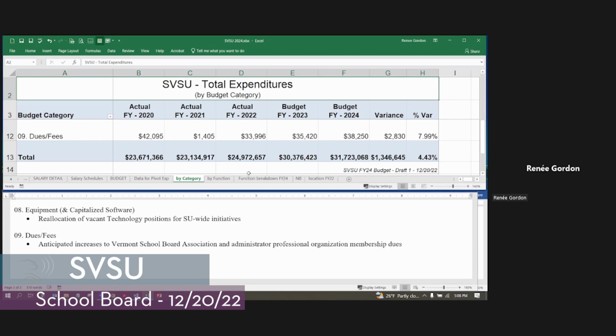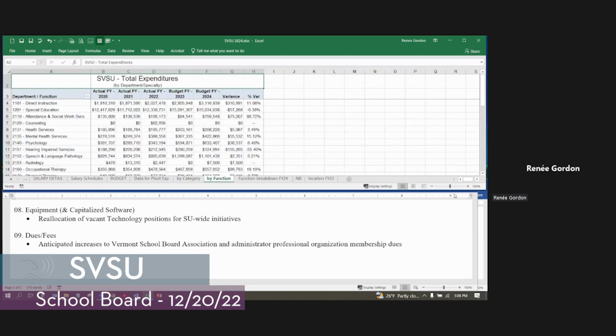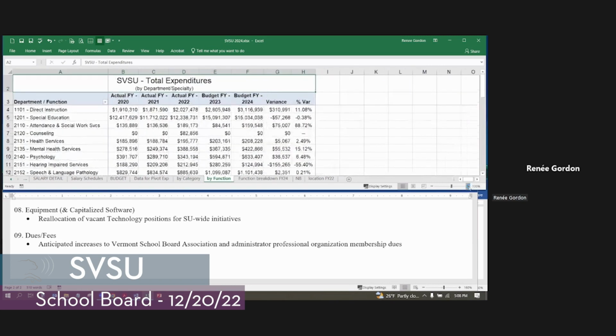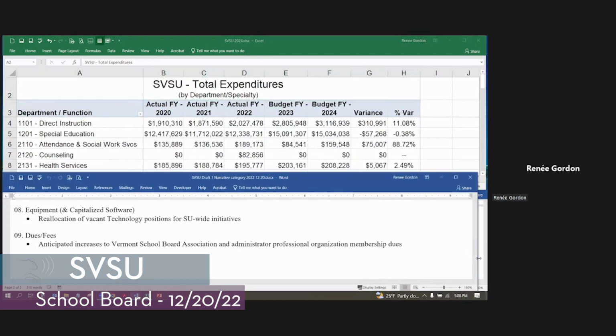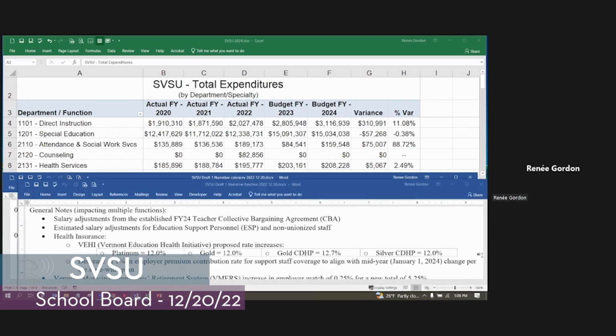So with that, Jackie, I'm happy to jump over to that other version that you had before you there. This is the same information, but instead of looking at those 9 categories of salaries and benefits and contracted services, it compresses all of those and then breaks it out by the department, by the specialty, by the function, however you want to refer to it.